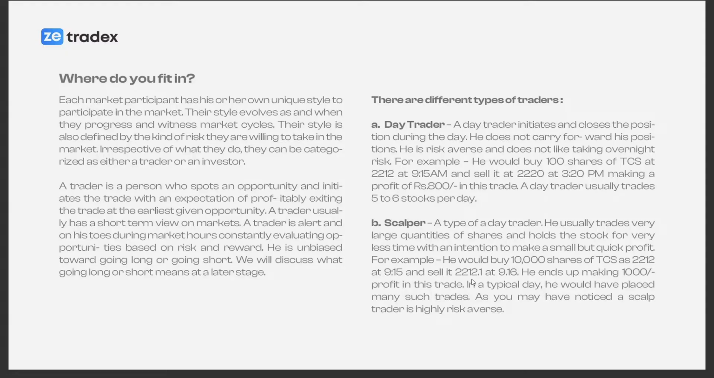Then who is the scalper? A type of day trader, he usually trades very large quantities of shares and holds the stock for less time, with an intention to make quick but small profits. For example, he will buy 10,000 shares of TCS at 2212 at 9:15 and sell it at 2212.1 at 9:16. He ends up making a 1,000 rupee profit in this trade. In a typical day, he would have placed many such trades. As you may have noticed, a scalper is highly risk averse. Next page.